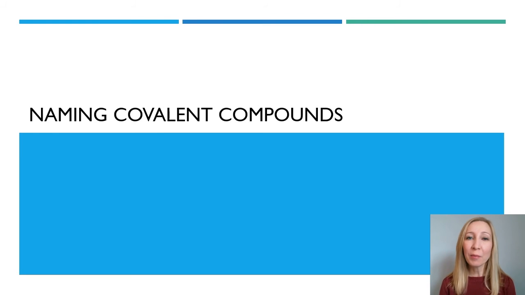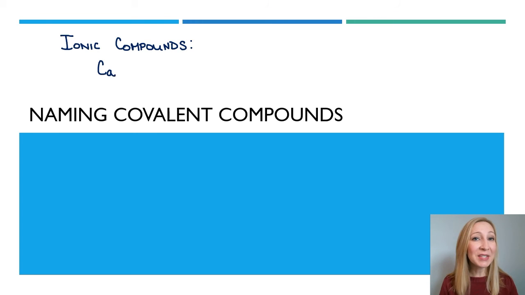In this video, I'm going to show you how to name covalent or molecular compounds. But first, let me contrast ionic compounds. Say we have a calcium ion and a chloride ion. We know that we will always combine these at a 1:2 ratio because calcium has a +2 charge and chloride has a -1 charge. These ions will always combine in the same ratio, and the formula will always be CaCl2.